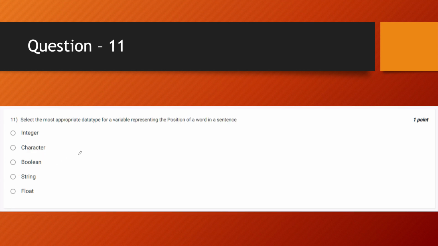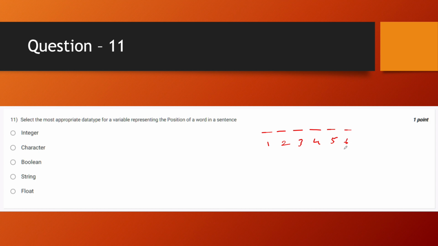For question number 11, we have to select the most appropriate data type for a variable representing the position of a word in a sentence. So how do we represent the position of a word? Well, we count the number of words. That's how we do it. Let's say for simplicity's sake, we start counting from 1. So this is the first word, followed by the second, third, fourth, fifth and sixth word in the sentence.